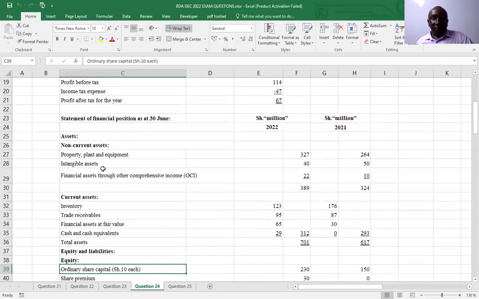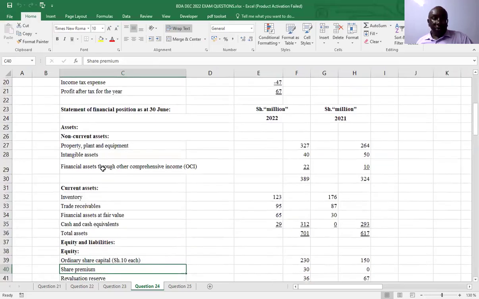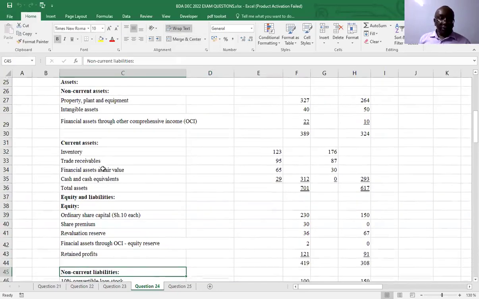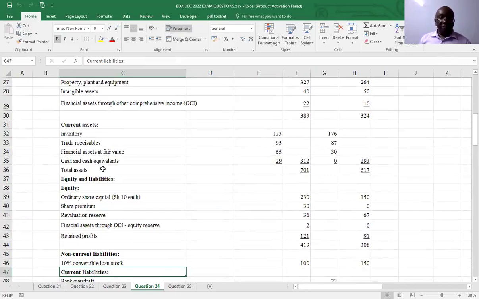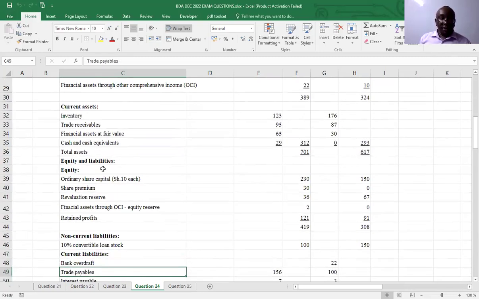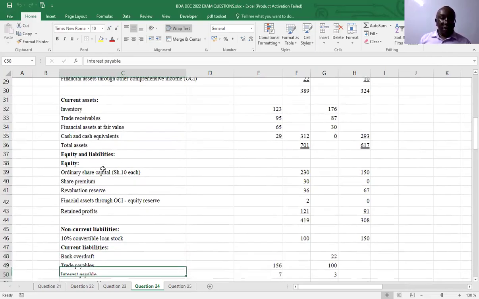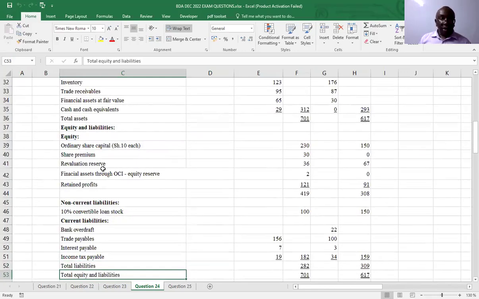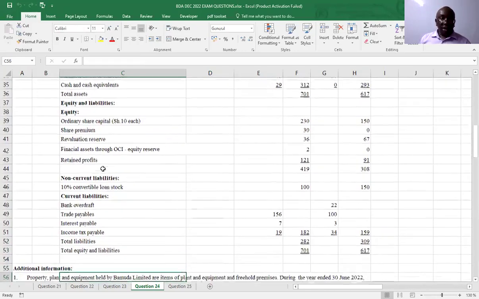We have equity, ordinary share capital, share premium, revaluation reserve, financial assets through OCI, other comprehensive income. There's an equity reserve, retained profits. Then we have non-current liabilities, 10% convertible loan stock. We have the current liabilities where we have bank overdraft, trade payables, interest payable, income tax payable, total liabilities, total equity and liabilities.